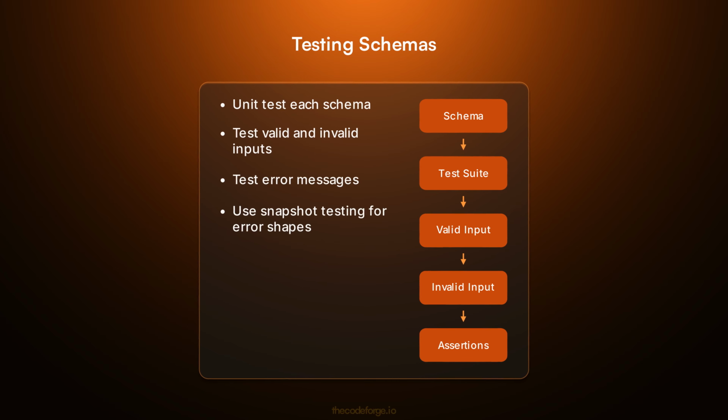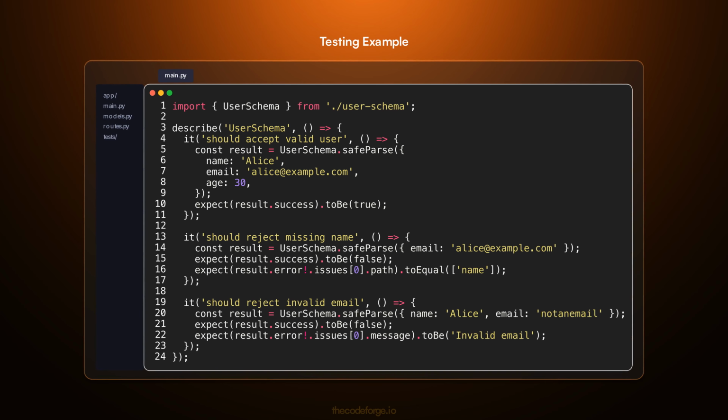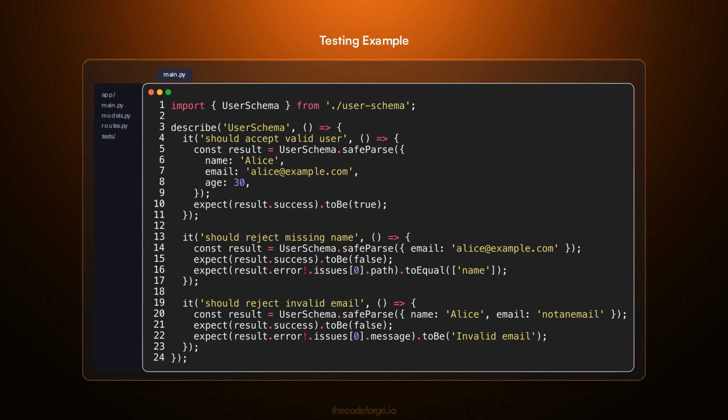Schemas are code and should be tested. Write unit tests for valid and invalid inputs and verify error messages. This catches regressions when schemas change. These tests verify that the schema accepts valid data and rejects invalid data with the correct error path and message. Run them in CI to prevent regressions.